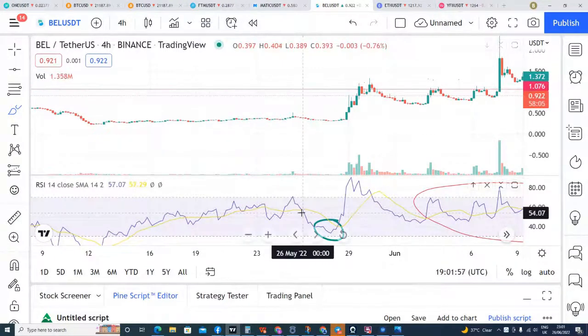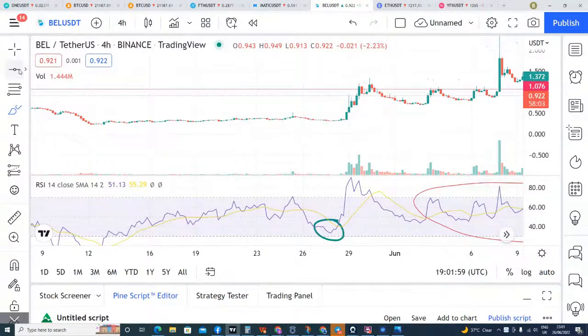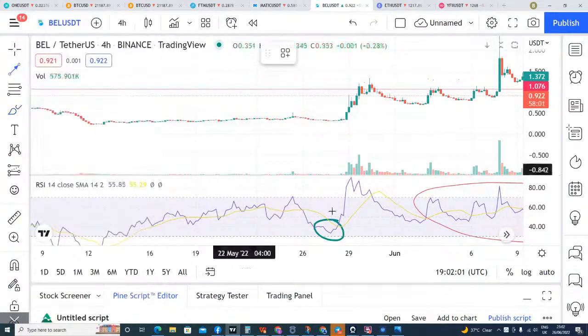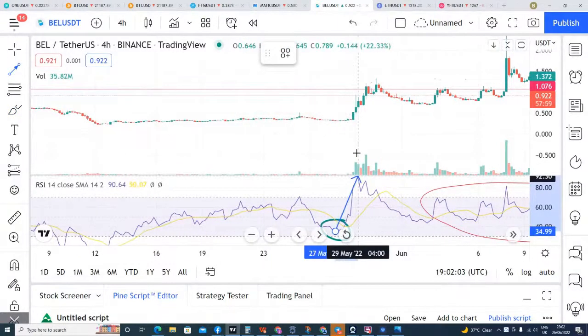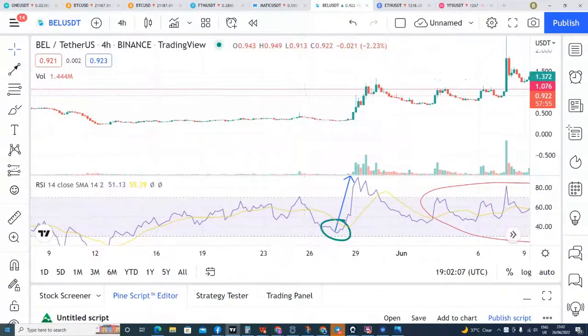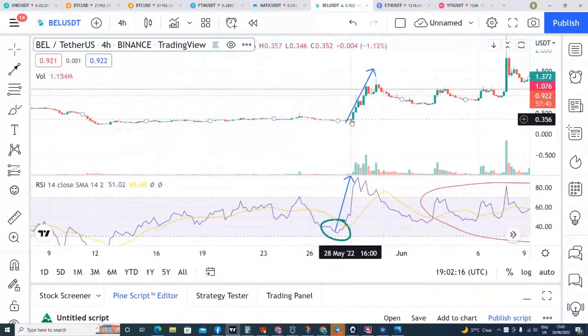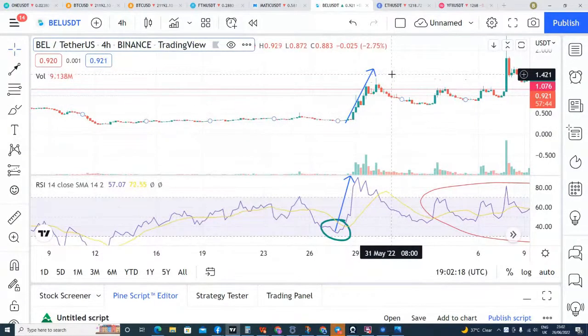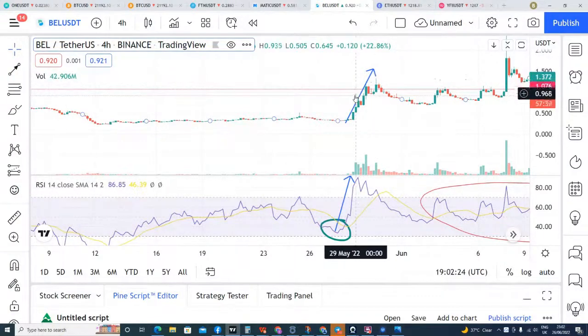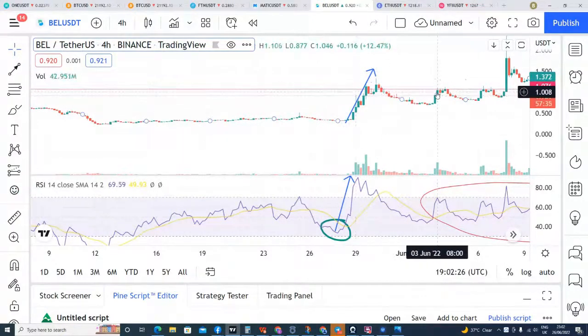That is what is happening from here. You can see. And if I show you from the chart, you can see that from here, this coin increased in price. The price of this coin was 0.3, and when buyers stepped in and bought this coin, they pushed the price to 1.4. So trading with RSI will help you to make profit.